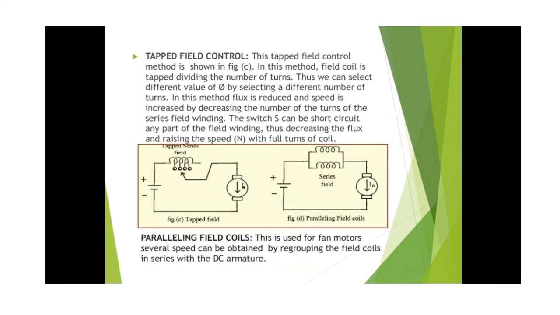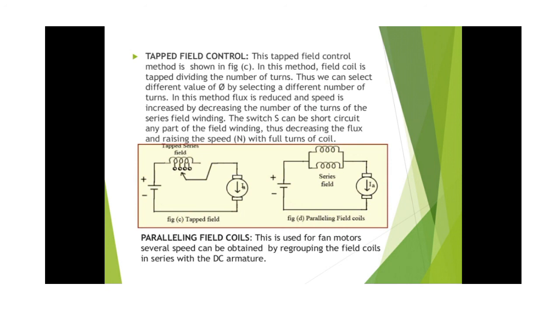Tapped field control method. This tapped field control method is shown in figure C. In this method, the field coil is tapped, dividing the number of turns. Thus we can select different values of flux by selecting a different number of turns. In this method, flux is reduced and speed is increased by decreasing the number of turns of the series field winding. The variable switch can short circuit any part of the field winding, thus decreasing the flux and raising the speed N, compared with full turns of coils.